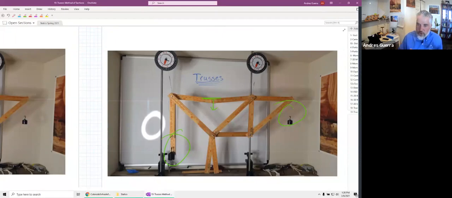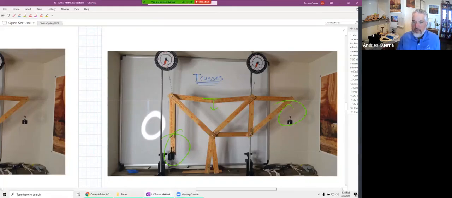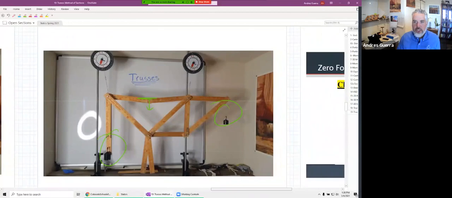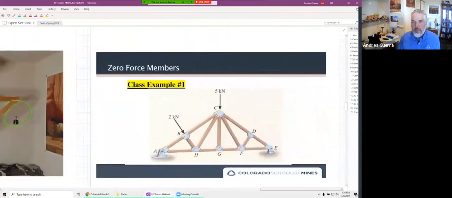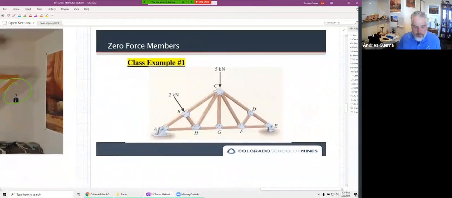Okay, so search and destroy. The most efficient, most effective way to find all those zero force members is search and destroy. I'm going to go through this one quickly. This is up on the class examples under the supplementary problems.